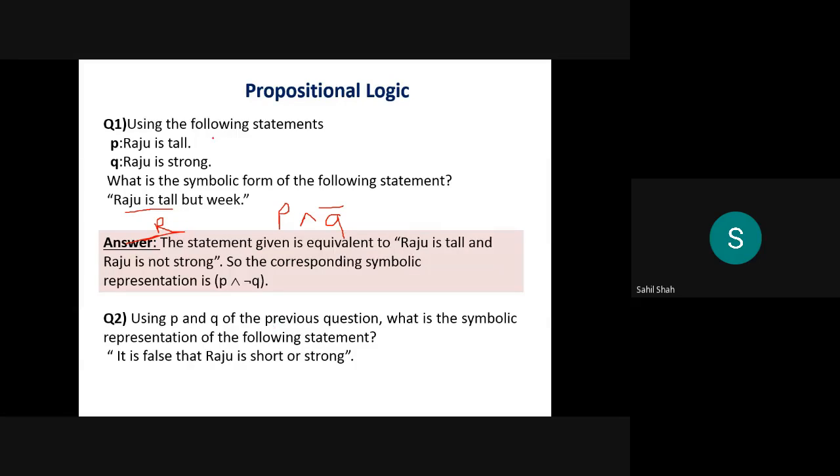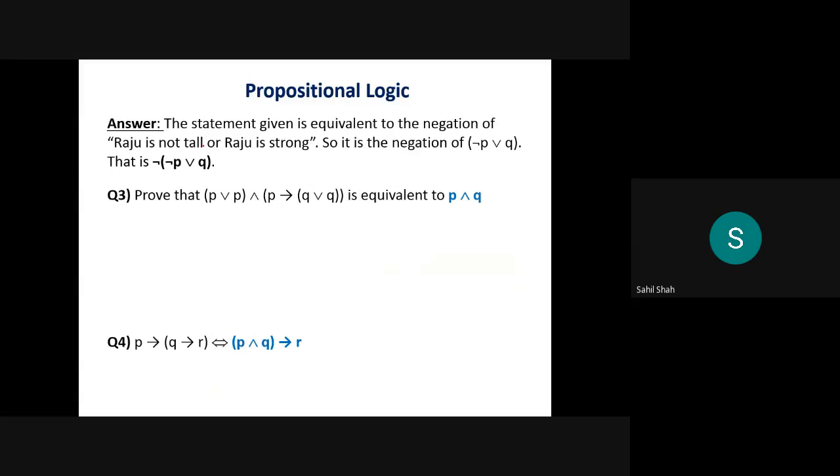Using P and Q of previous question, what is the symbolic representation of this? Whenever the phrase "it is false that" comes, we have to write negation. And whatever comes after it, I am going to put in a bracket. Raju is short, that means negation of strong. I am using repeatedly either bar or tilde operator just to make you aware that you can use either. So we write negation of, in bracket, negation of P or Q. So you got the statement given.